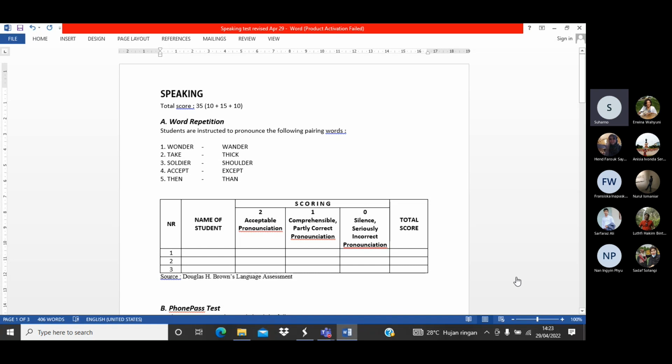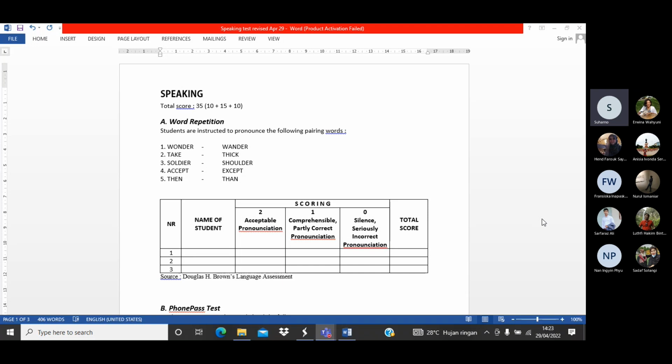And like the acceptable pronunciation, then comprehensible, partly correct pronunciation, and then silence, meaning silence or seriously incorrect pronunciation. So it's kind of when one is not yet finding the words, he or she will say something to fill the gap, the hesitation failures, it is called. Well, you know, or belongs to.